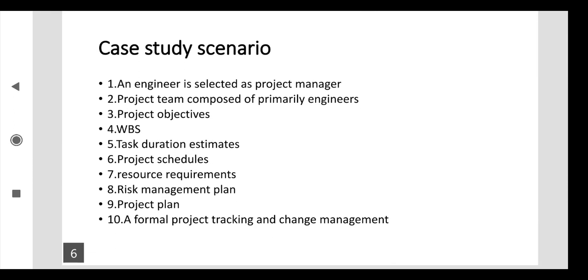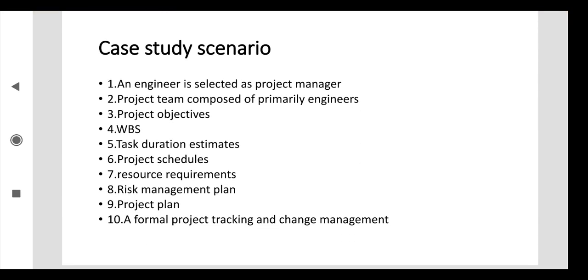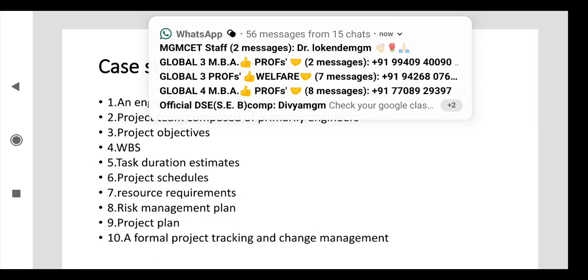There is a case study scenario for scope creep. First, an engineer is selected as the project manager. Next, the project team is composed of primary engineers, a collection of team members. Next, they create the project objectives. Then the work breakdown structure, WBS: they structure or draw the work breakdown structure. Then the task duration estimates.